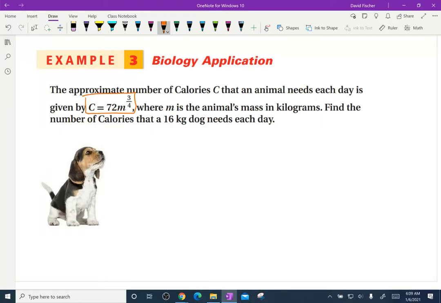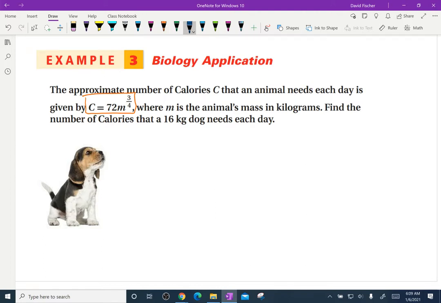That is basically 72 times whatever their mass is, that's what M stands for, their weight, to the three-fourths power. So she uses this formula every day because the weight of the animals changes periodically. Sometimes they gain weight and sometimes they lose weight. So they will test the weight once a week, and then they'll recalculate how many calories this animal gets to keep them healthy.